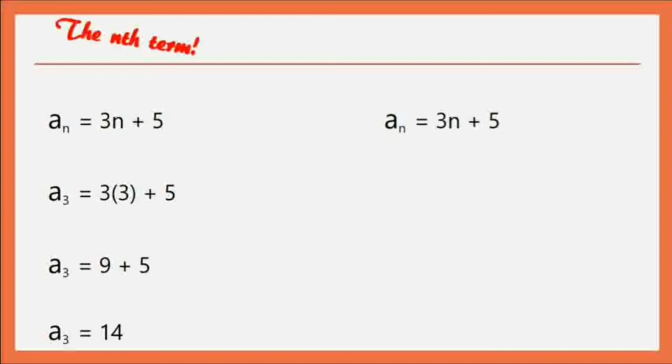Next, we need to solve our fourth term. So A sub 4 is equal to 3 times 4 plus 5. A sub 4 is equal to 3 times 4 is equal to 12 plus 5. Then A sub 4 is equal to 12 plus 5 is equal to 17. Our fourth term is 17.